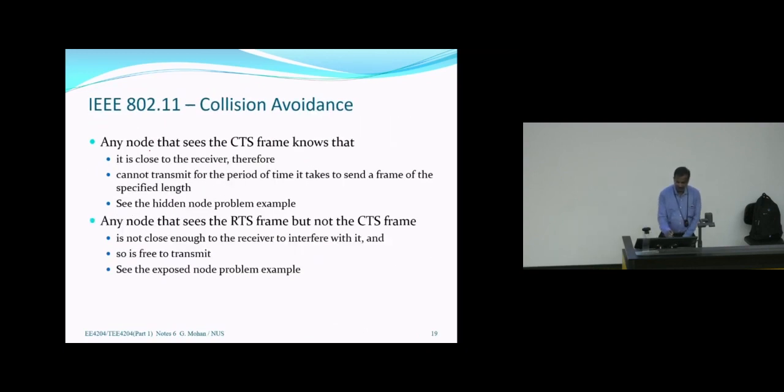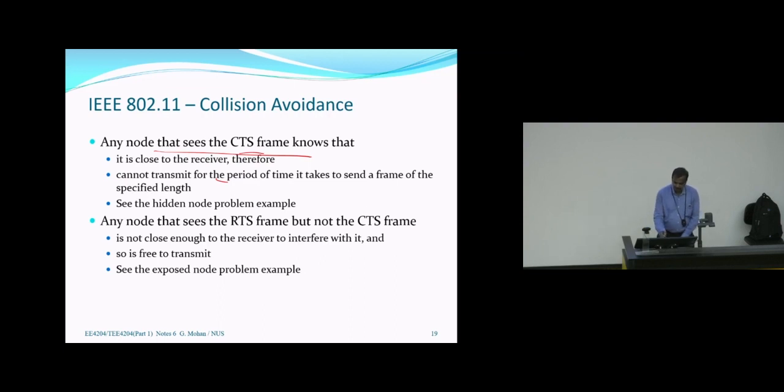So that's what it says. Any node that sees CTS knows that it's close to the receiver, so it will not transmit for a certain time. How long will it not transmit? Because the CTS tells, when it sends clear to send, you can send for X microseconds. So until that time, it will just keep quiet. Then after the time is over, it will see whether the medium is still free. Then it can try with RTS.